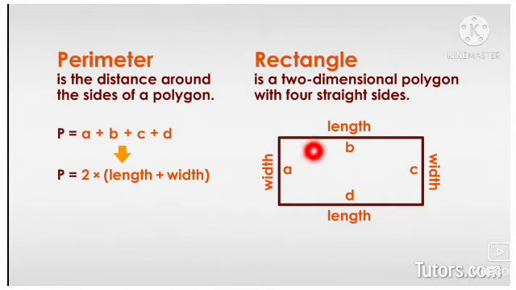Perimeter of a rectangle. A rectangle is a two-dimensional polygon with 4 straight sides. It is a quadrilateral. So here A is the width and the length is D, and here the other width is C and the other length is B. Then what is the perimeter? 2 into length plus width, that is 2 times length plus 2 times width.